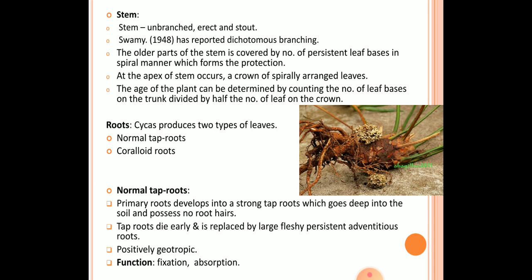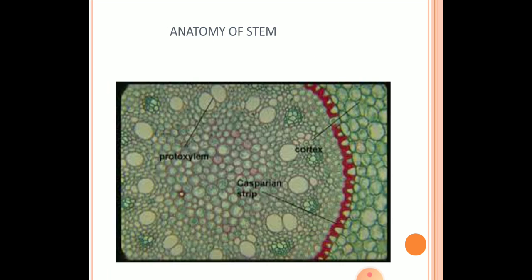The roots of Cycas are of two types, the normal root and the coralloid root. The normal roots form a taproot system. They have a primary root developed deep into the soil and possess no root hairs. The taproot dies early and is replaced with fleshy, large, persistent, adventitious roots. They are positively geotropic and play a key role in fixation and absorption.